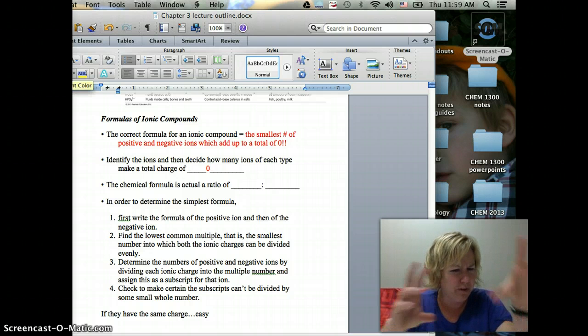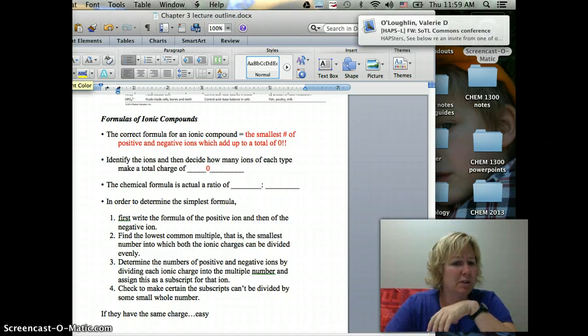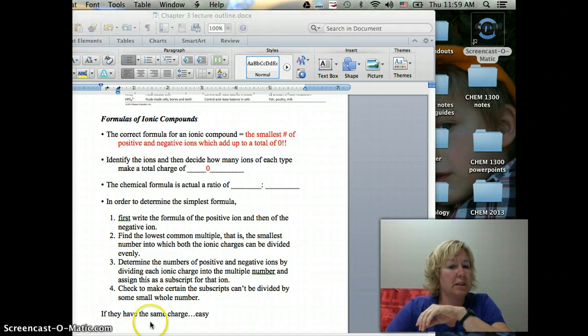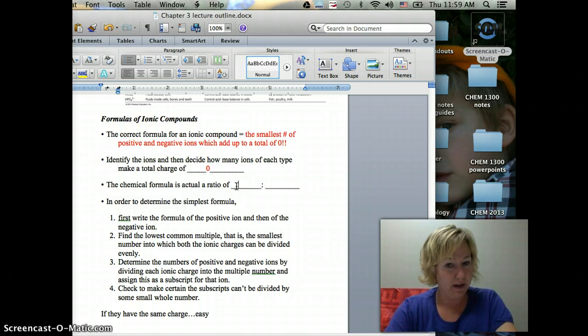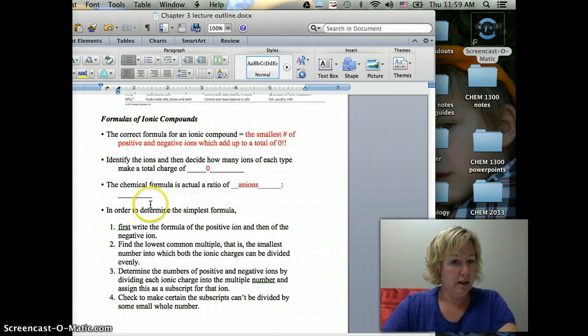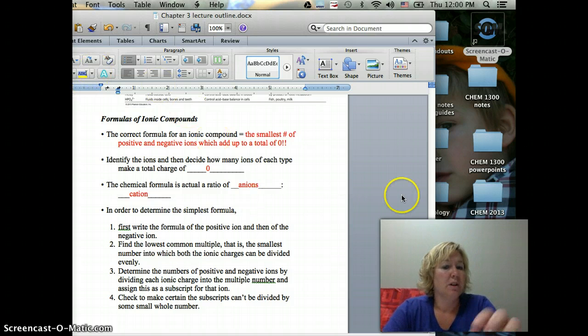What is this chemical formula actually telling us? When you read a chemical formula, you have these subscripts and superscripts. What I'm really telling you is the chemical formula is actually a ratio of what? Negative to positive, which we like to call anion to cation. Negative to positive, right?